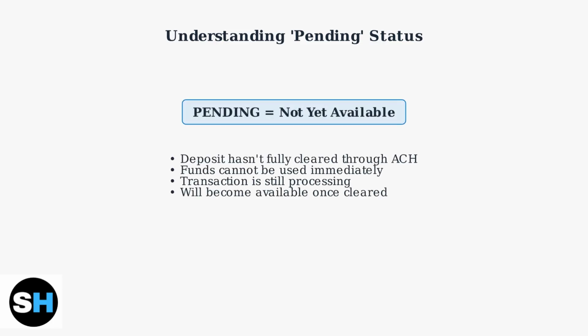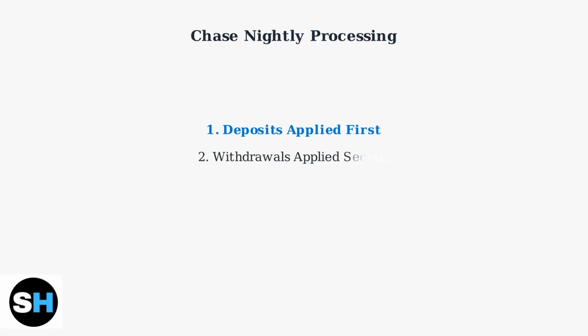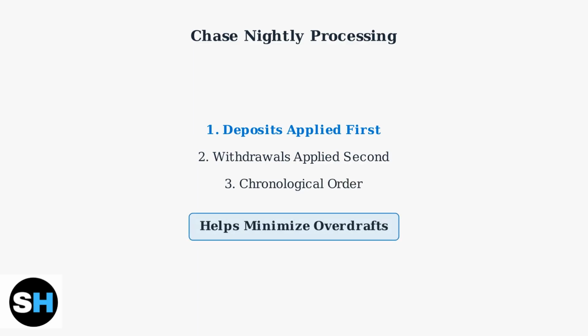When you see a pending status on your direct deposit, it means the transfer hasn't fully cleared through the ACH system yet. The funds are not immediately available for use until the transaction completes processing. Chase processes transactions during nightly processing cycles. Importantly, deposits are applied to your account first, followed by withdrawals in chronological order. This sequence helps minimize overdraft situations.